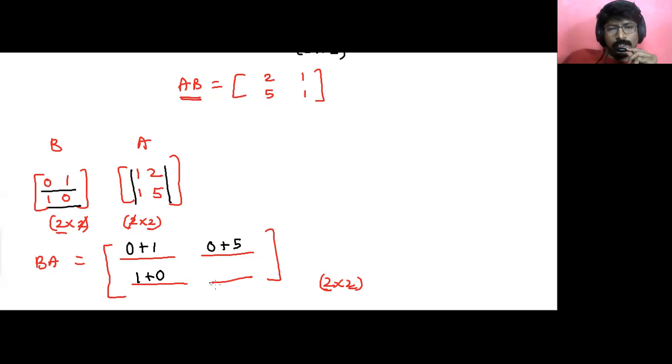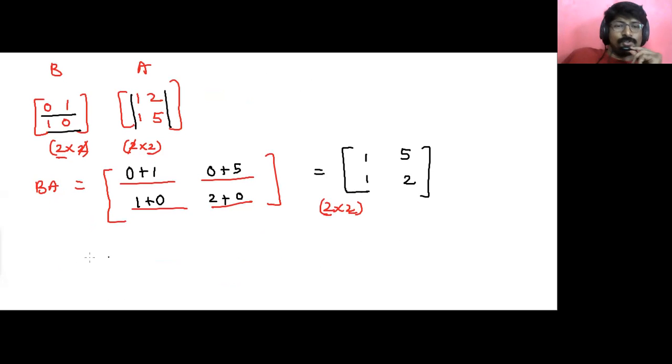I hope you understood. This is second row and second column. So second row of first matrix and second column of the second matrix. So 2 into 1, 2, plus 0 into 5, 0. I hope you understood. And what will be the answer of this? Simple, guys. 1, 5, 1 and 2. Now you can check the answer. Are they same? 2 1 5 1, and the product is not same. So AB is not same as BA.